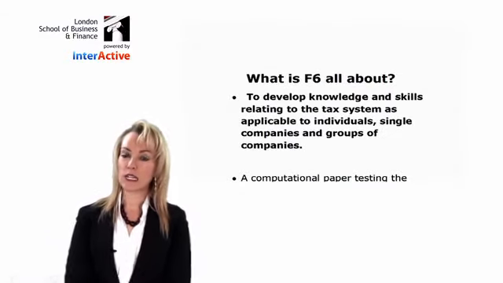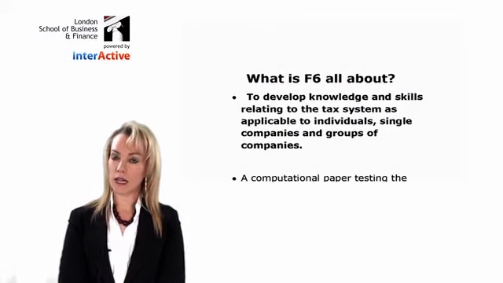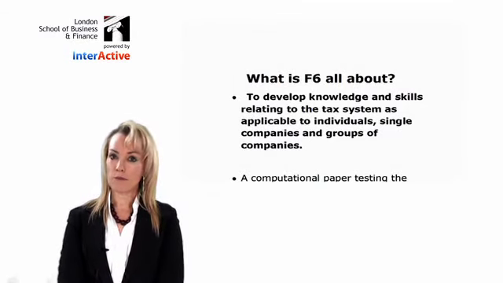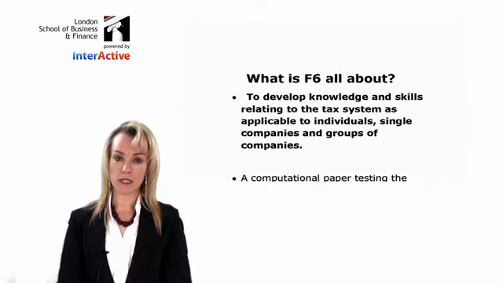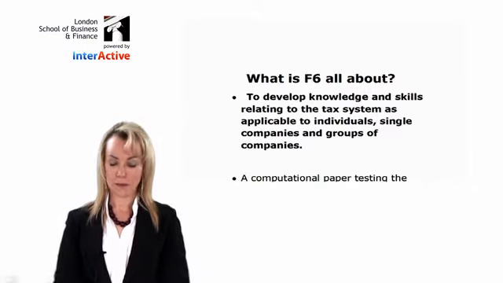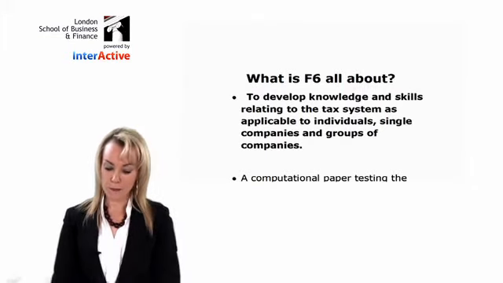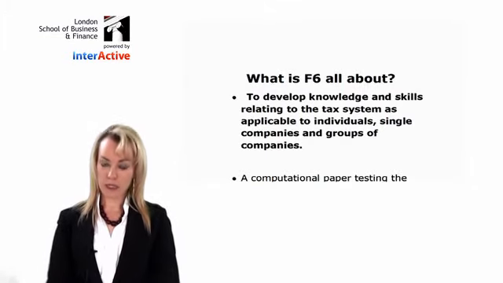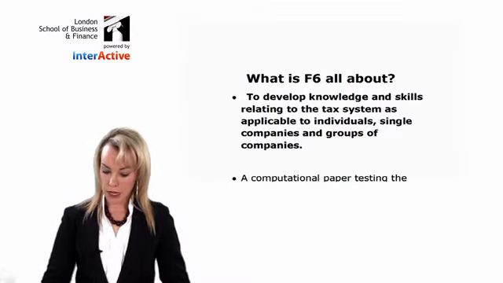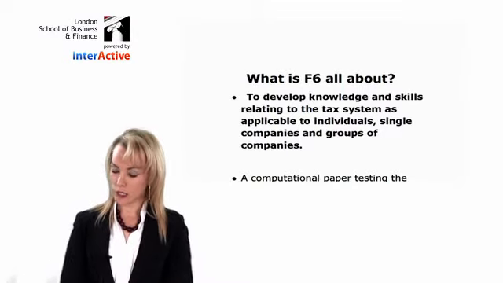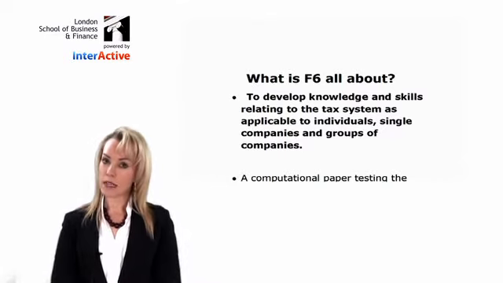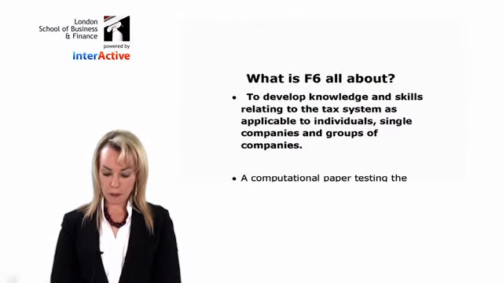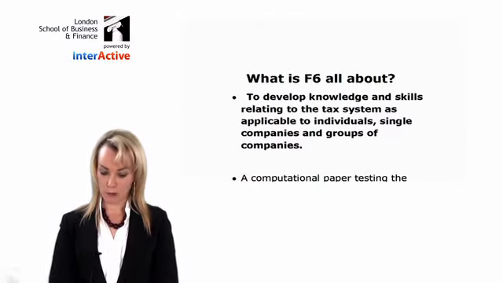This is what we call a skills paper, F6, one of the skills papers, and hopefully some of you will have already done some of the other skills papers, where obviously the objective of a skills paper is to enable you to develop some skills, and skills in taxation. So this particular paper is going to aim to develop knowledge about taxation and skills relating to the UK tax system as applicable not only to individuals but to companies and groups of companies as well.